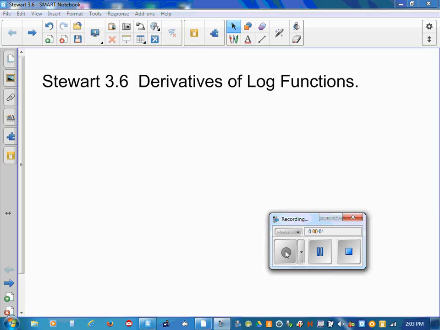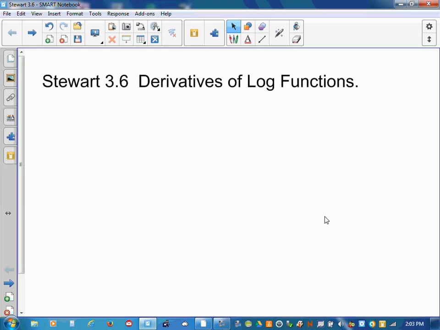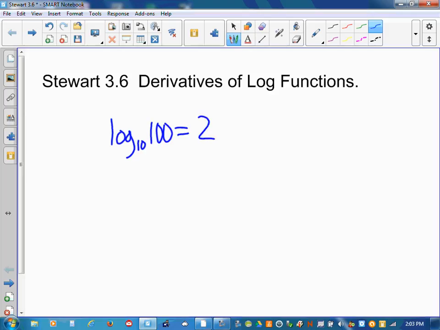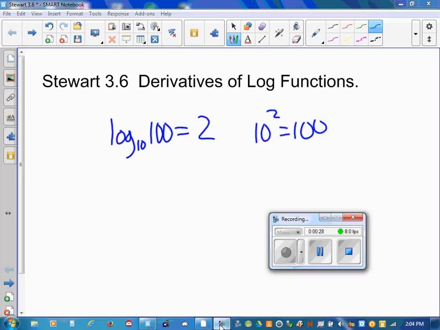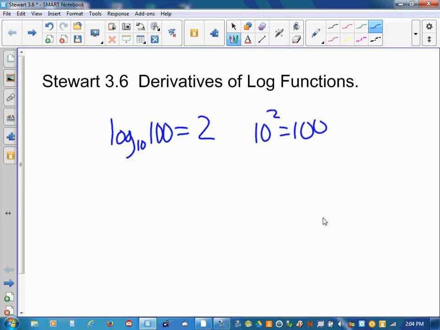All right, I'm going to go through the derivatives of log functions, section 3.6. Every time you're dealing with a log, the first thing that you always want to remember is that log base 10 of 100 is equal to 2. Why is that true? Because 10 squared is equal to 100. So that relationship between the two is pretty important. That's the thing I ask you to call back all the time.